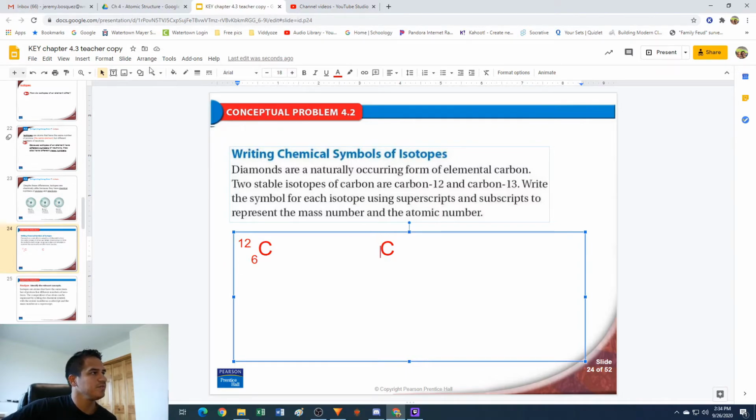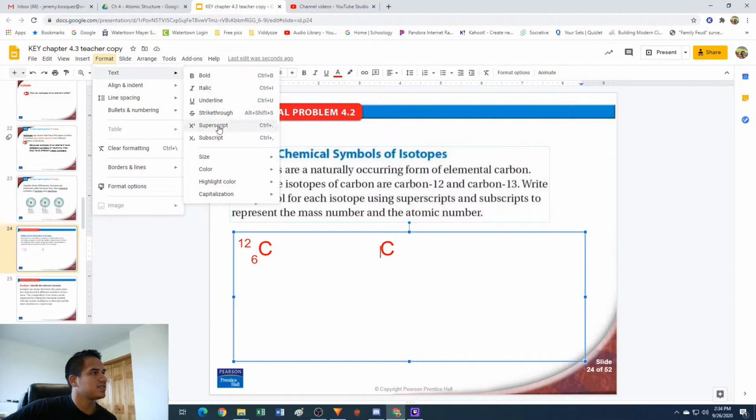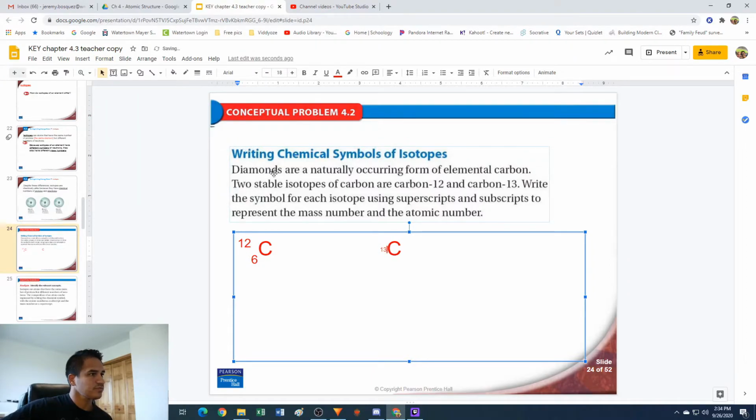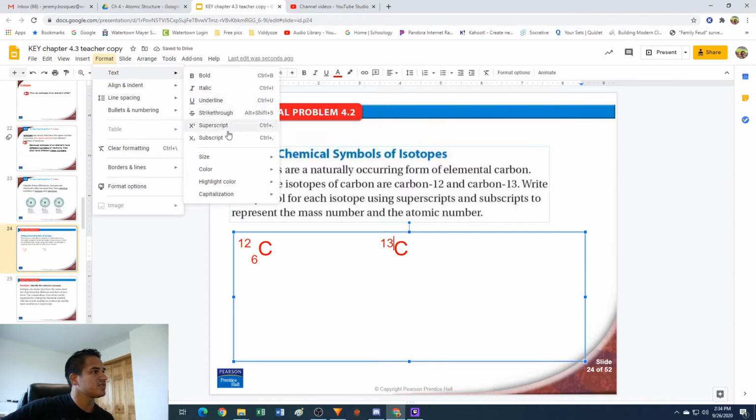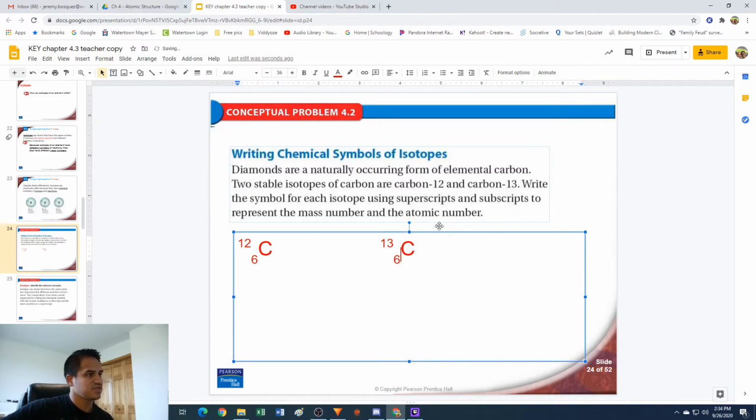As for carbon-13, again, we'll go Format, Text, Superscript. We're going to have 13. Oh, we have to make the text the same font size. There we go, 13. And then we will go Format, Text, Subscript, 6. So the mass numbers for these are 12 and 13 respectively. And the atomic number for both is 6 because that is what makes each one of these a carbon atom. And again, the atomic number can be found on the periodic table.